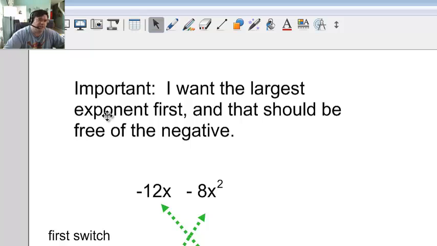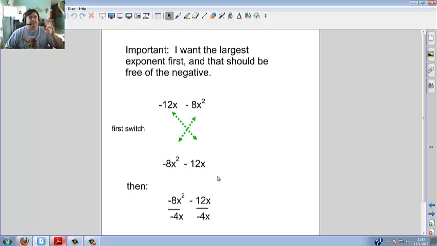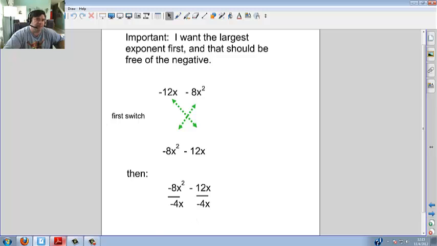Important. I want the largest exponent first, and that should be free of the negative. So if I look at this here, negative 12x minus 8x squared, first I'm going to flip it, my own choice. I like to put the largest exponent first. Then, what's common between both of them? Well, looks like 4 and x, and I might as well get rid of the negative in front of the x squared. So I'm going to divide by negative 4x on both sides, which makes a result of 2x plus 3. So negative 4x on the outside and 2x plus 3 on the inside.